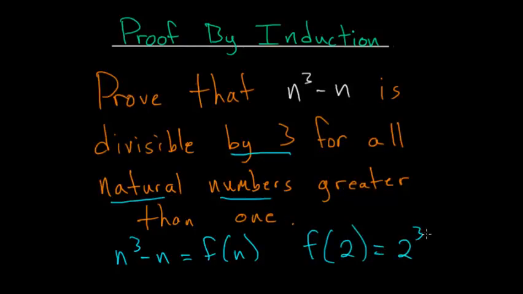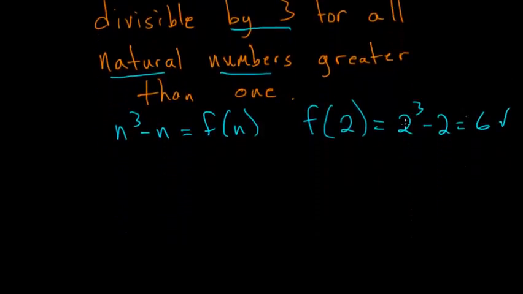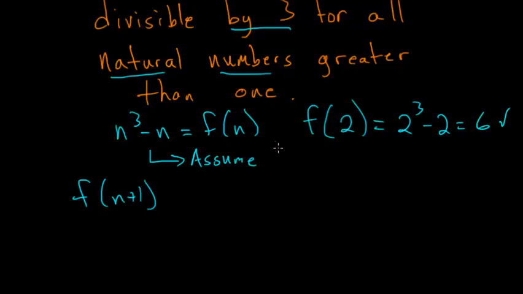And 2 to the third minus 2 is 8 minus 2, which is 6. And 6 is divisible by 3, so we know that this works. Now we just have to check for the case of f of n plus 1 by first assuming that the f of n case is true. So we'll assume that f of n is divisible by 3.